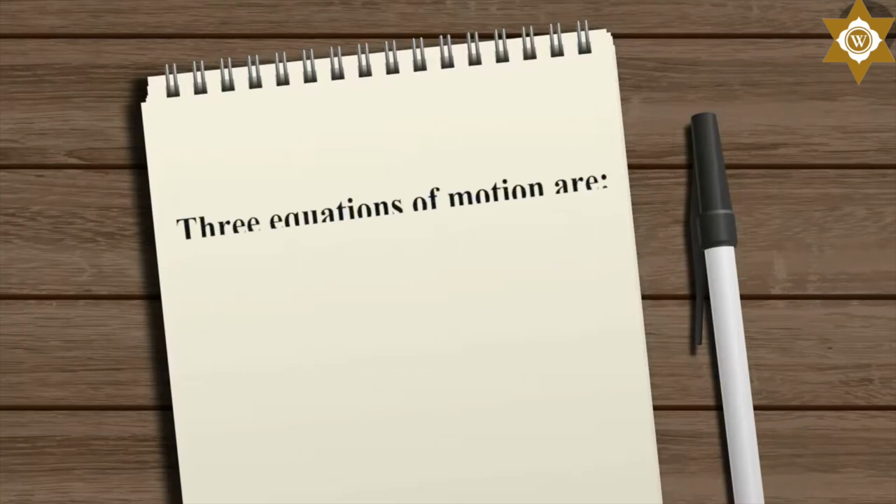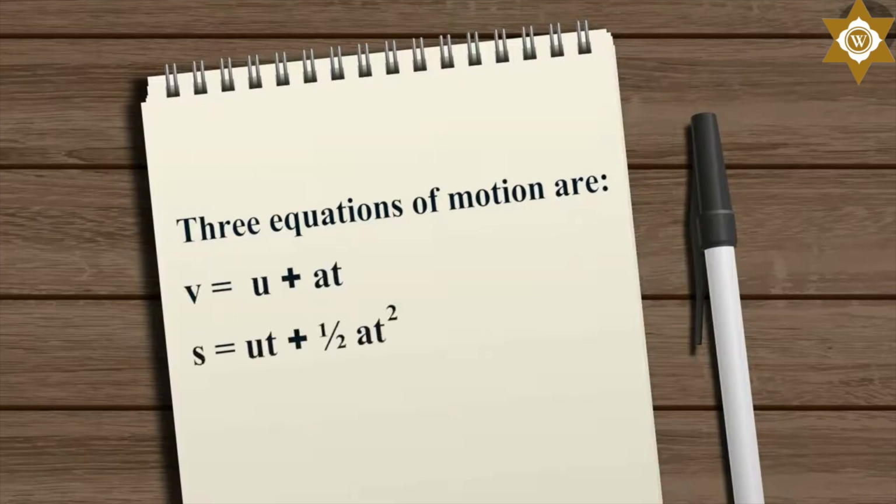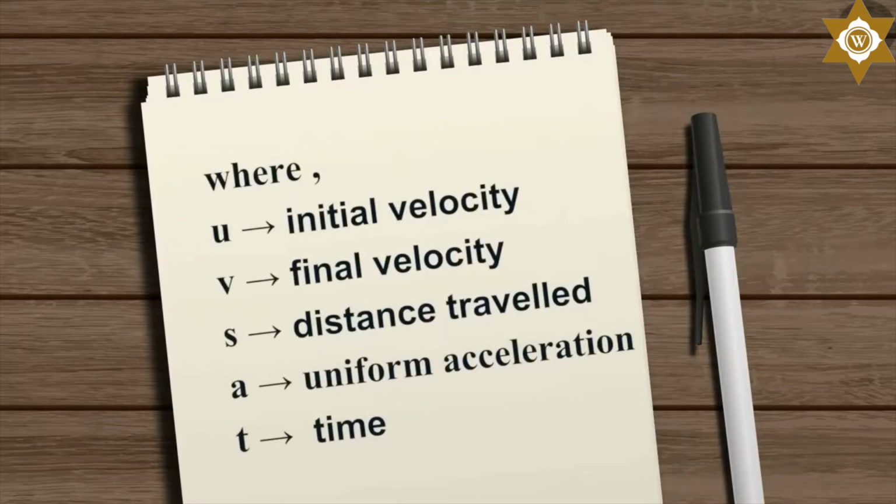The three equations of motion are v is equal to u plus at, s is equal to ut plus 1 upon 2 at square, 2as is equal to v square minus u square, where u is initial velocity, v is final velocity, s is the distance travelled, a is the uniform acceleration, t is time.